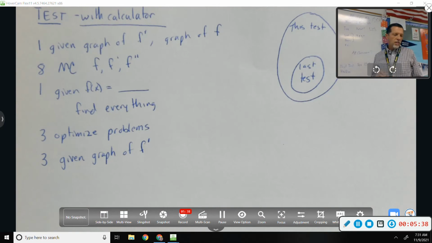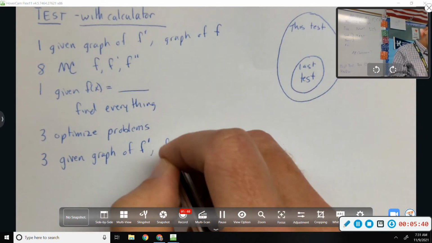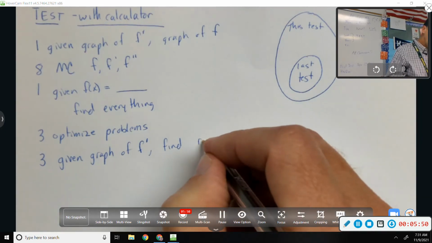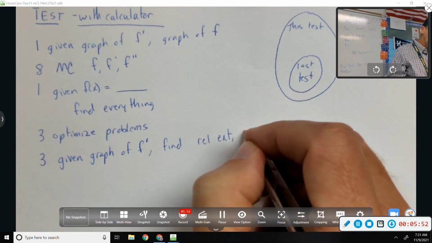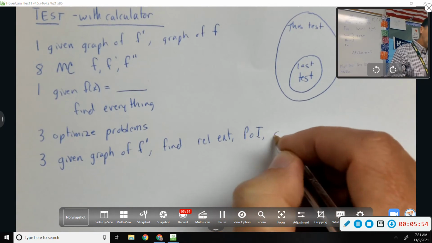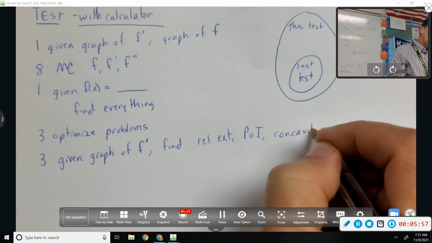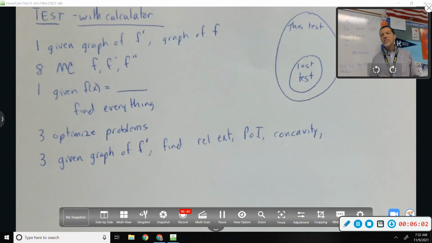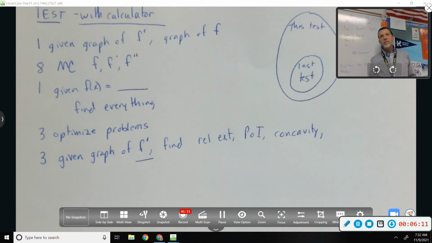Given the graph of f prime, find, this is basically the same thing that was on the last test, like the last piece of the last test. Find relative extrema, find points of inflection, concavity intervals, etc., looking at a graph of f prime. Just remember, you're looking at a graph of f prime, not a graph of f.